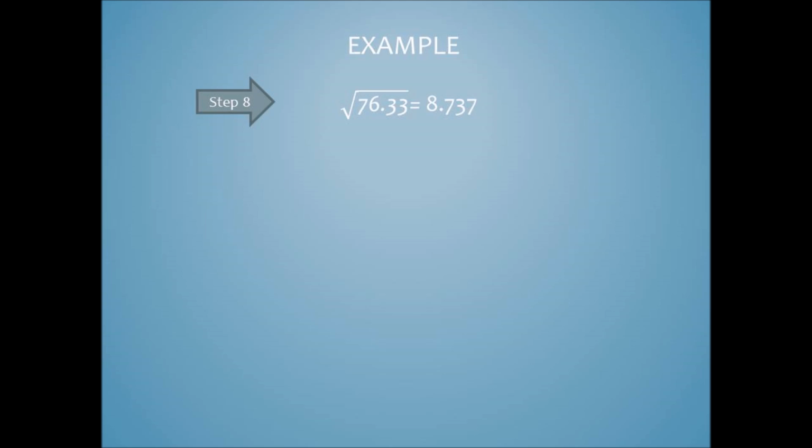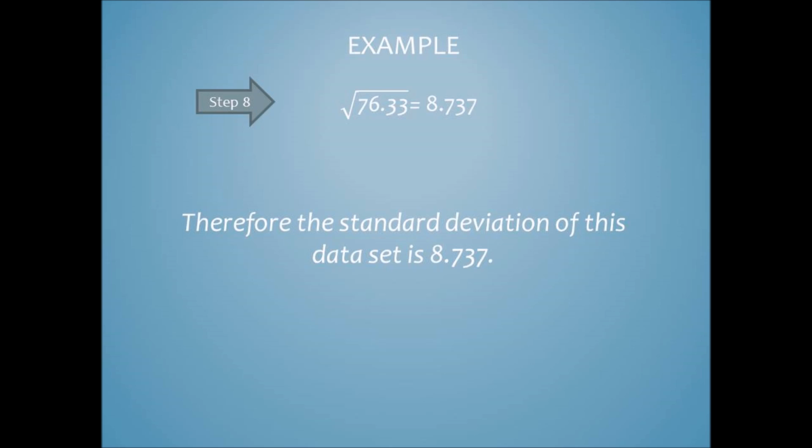So the final step, or step 3, is taking this number and taking the square root of it, which will result in an answer of 8.737. So therefore, your standard deviation of this data set is going to be 8.737.